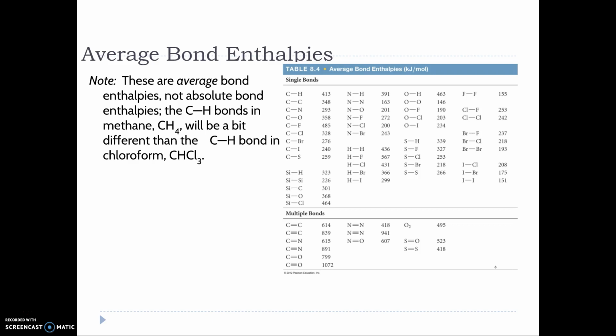Something to note is the multiple bonds we covered before. A double bond between two carbons is 614 kilojoules to break, which is a high number. A triple bond is even stronger, 839, which makes sense. A triple bond means three bonds you've got to break, so you're going to need more energy to make that happen.